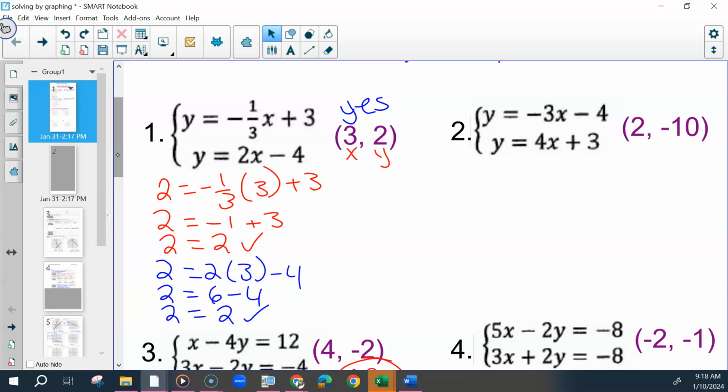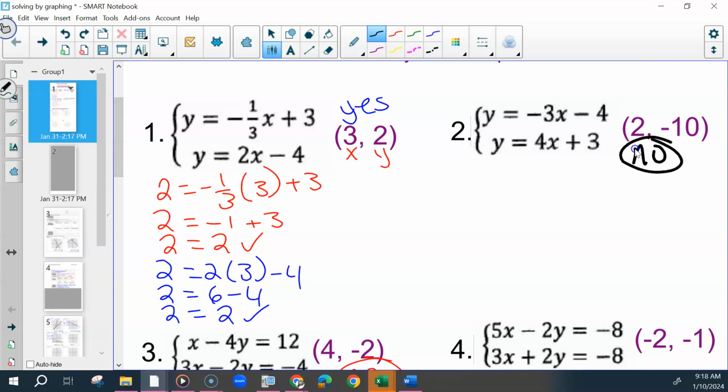There's not a solution. Did anyone need to see that one? What about number 4? Did you find that was or was not a solution? It was a solution. Did anyone need to see that one?